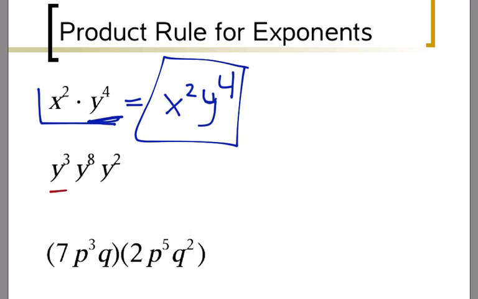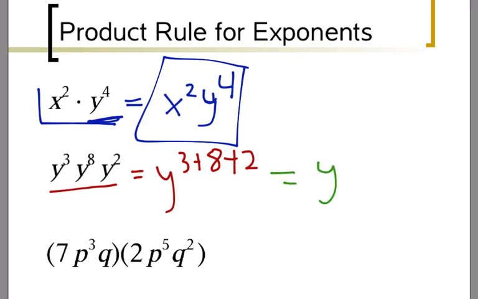Down in this next problem, they're all y's. They're all the same base. So I get to write y to the 3 plus 8 plus 2. And so that gives me y to the 13th power.